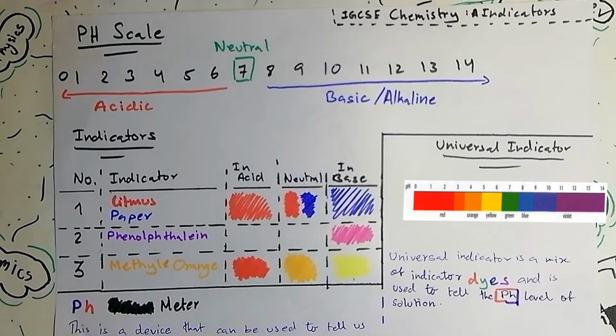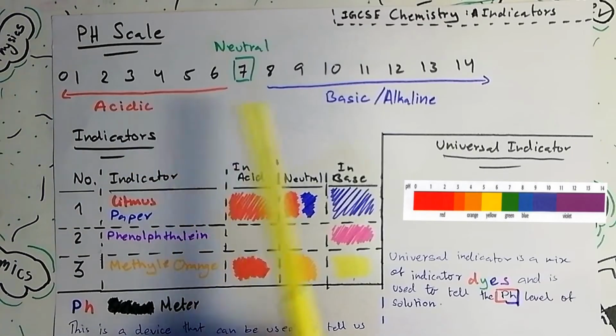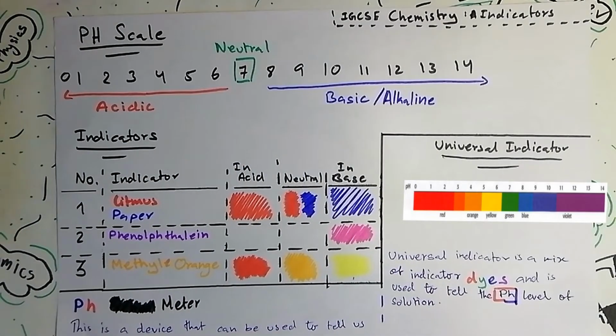Okay, next we have the universal indicator. The reason we have another section for it is because it's a bit different. Universal indicator is a mix of indicator dyes, and it is used to tell the pH level of a solution. It can tell us whether it is acidic, neutral, or alkaline, or basic, but it can also tell us the pH level on the pH scale.